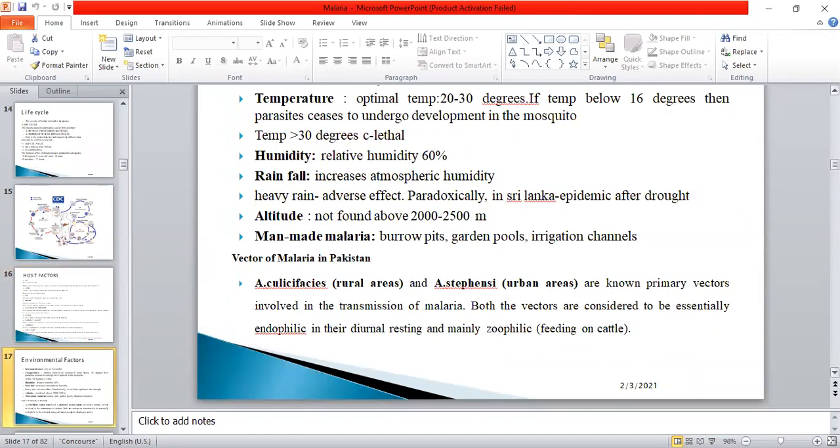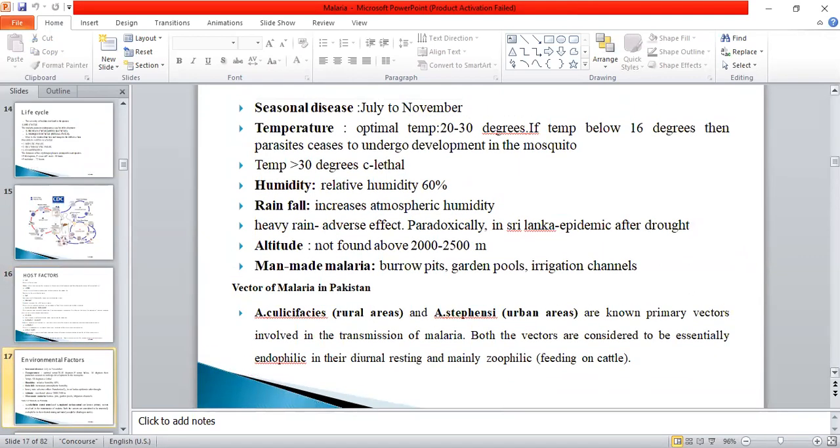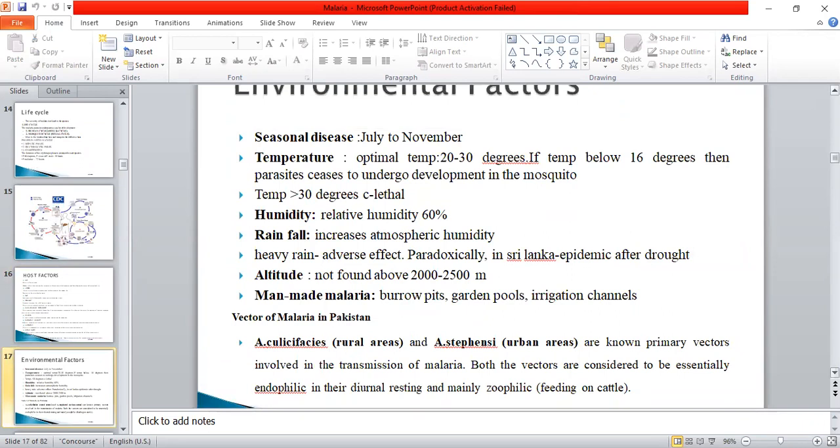If we see the environmental factors, temperature: malaria is actually a seasonal disease, and the greatest prevalence of malaria is from July to November. The optimal temperature is 20 to 30 degrees centigrade, which is favorable for the development of the mosquito. If the temperature is below 16 degrees centigrade, then the parasite ceases to undergo development in the mosquito. A temperature above 30 degrees centigrade is lethal for the mosquito.